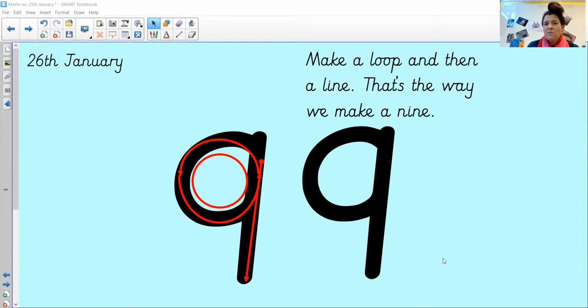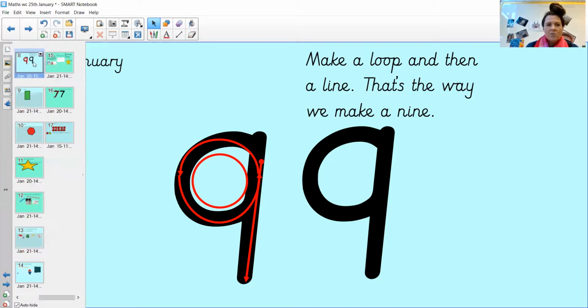So I'm going to give you a few minutes, just having a little go at number 9, getting really good with that number formation. Every time I see any work coming in, it's got lovely number formation at the beginning. So well done, keeping going with number formation. 2 minutes, off we go. Okay, so well done for having got your number formation.